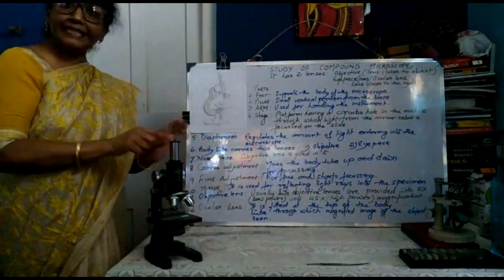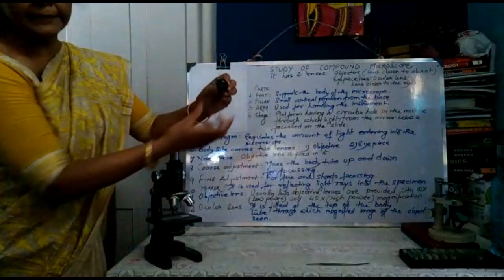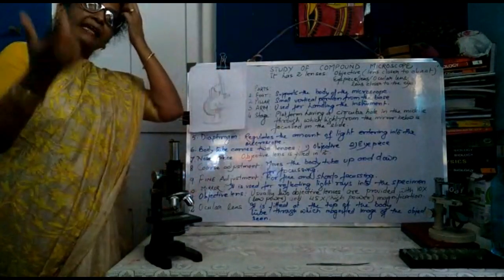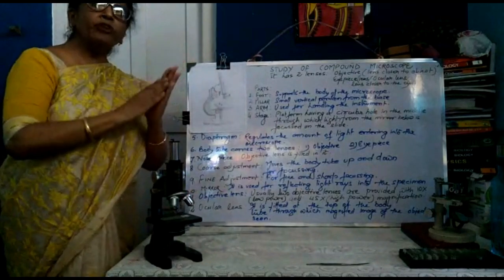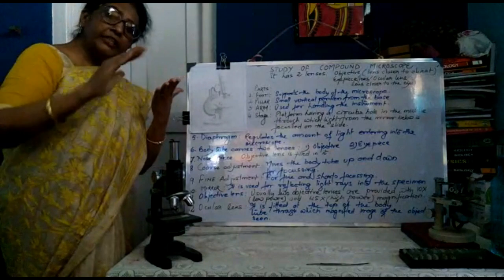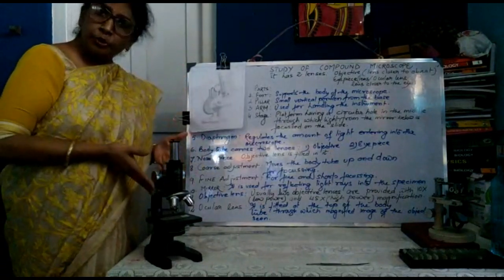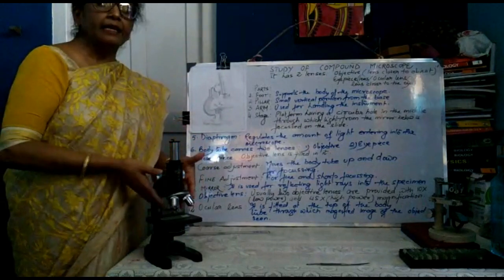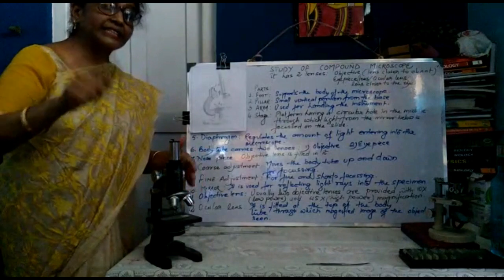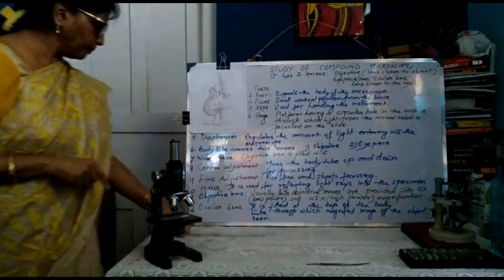With the 100x objective, you can see my ocular lens is 10x, so 10x and 100x means the magnification is 1000 times. So for seeing the different stages of mitosis during cell division or meiosis, I usually use this 100x objective lens with the 10x ocular lens.